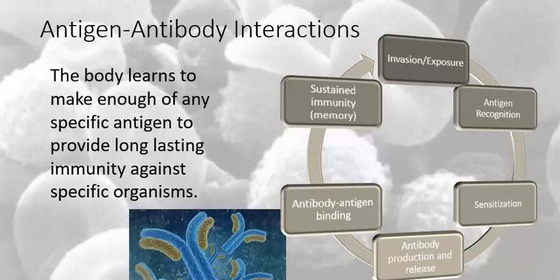Then you have antigen recognition. This is the recognition of the antigen as being foreign by the unsensitized B cells. Next, you have sensitization, which is the B cell becoming sensitized to the antigen. Then you have antibody production and release.